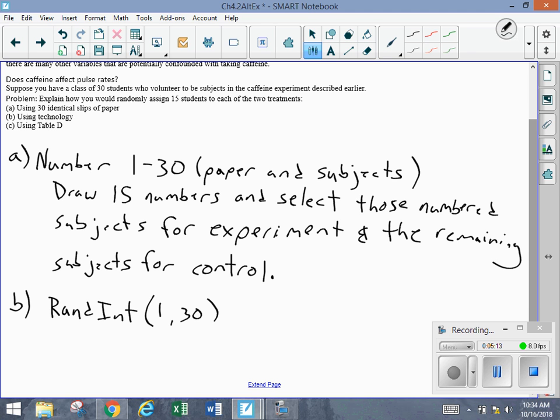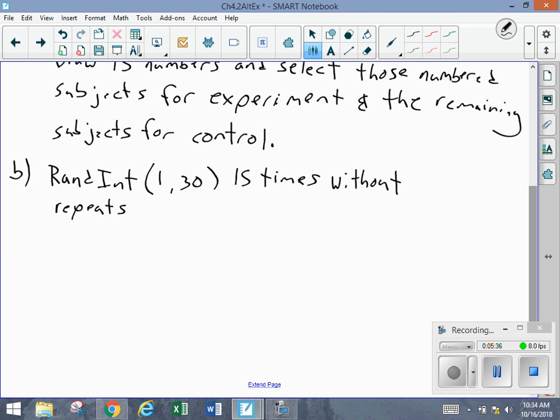If you did this 15 times without repeats, so selecting 15 numbers without repeats, we would take those 15 people, put them in an experiment group, and the remaining we would put in a control group. How would we use table D?